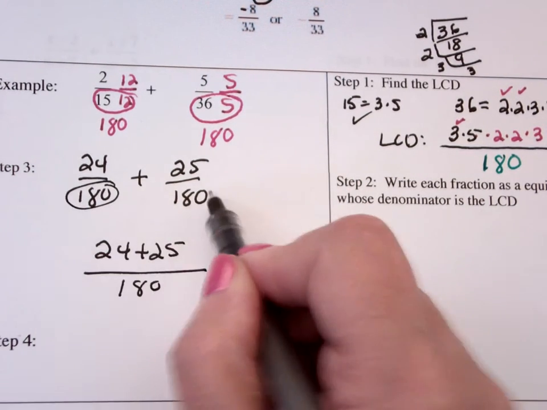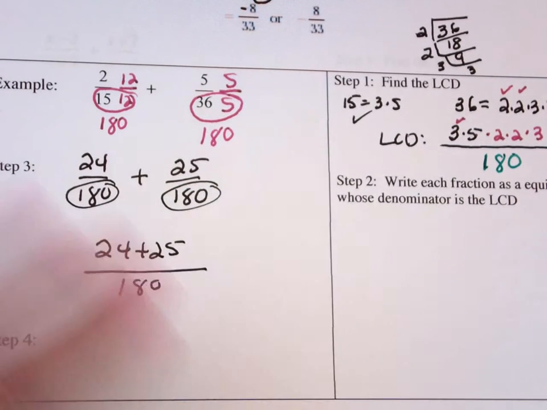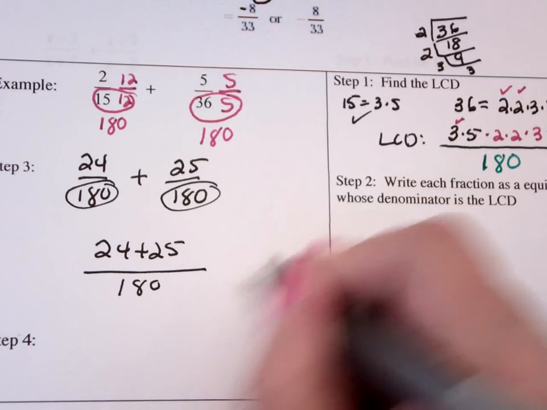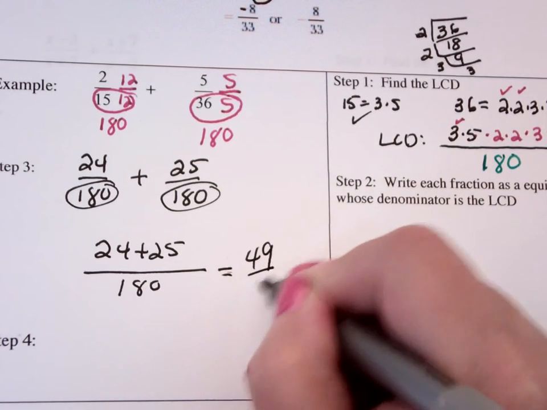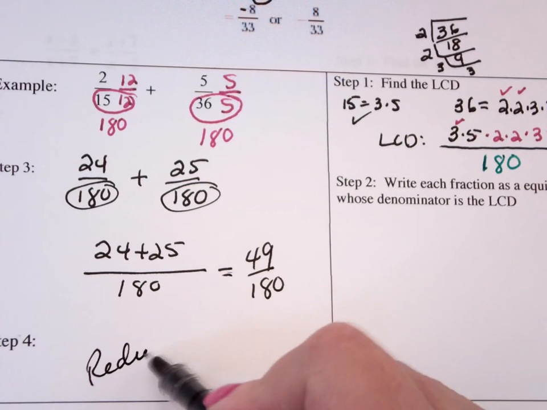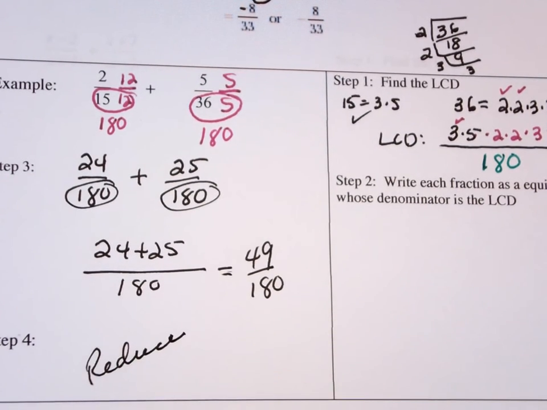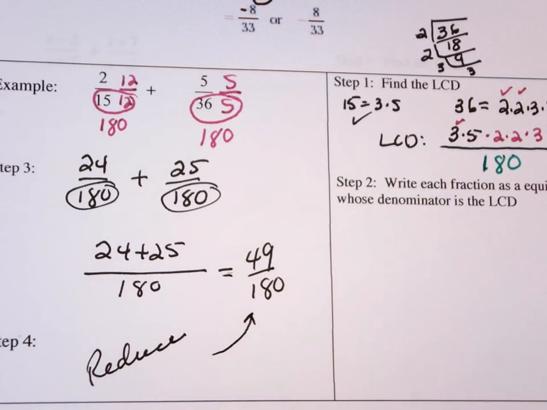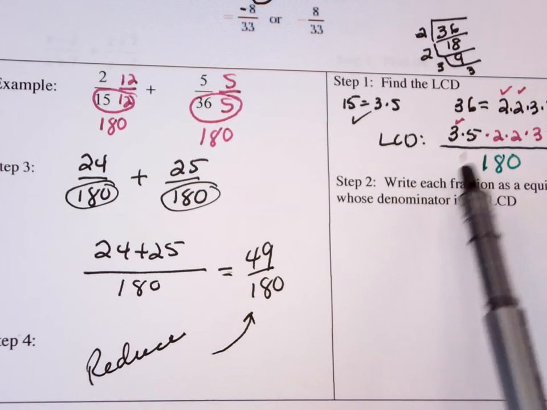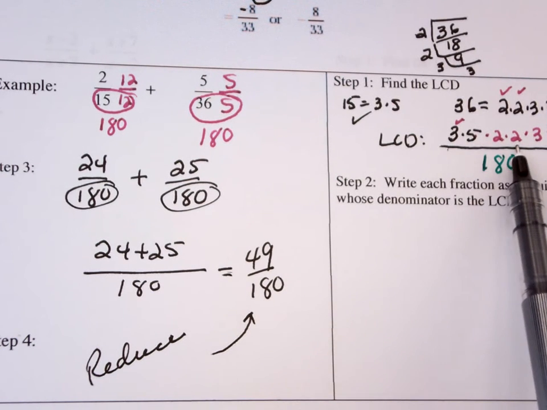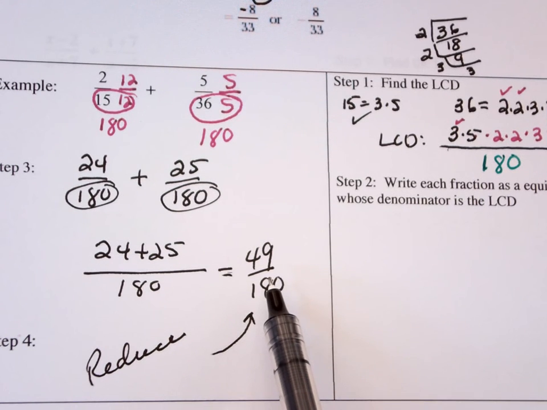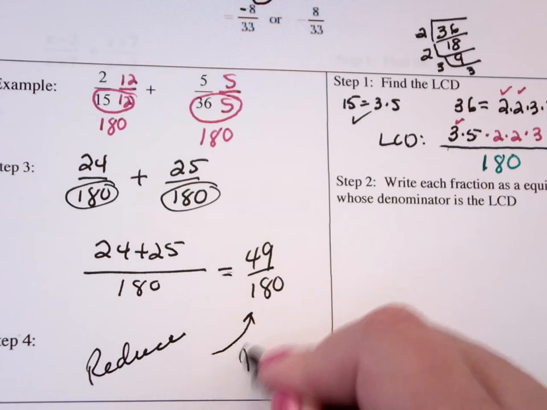Since the denominators are the same, I can now count how many pieces of 180 size I have, which turns into 49 over 180. Now at this point, step 4 says reduce the fraction, but in this case, this guy is 7 times 7. There ain't a 7 in 180. Now you say, well, how do I know there's not a 7 in 180? 180 is 3 times 5 times 2 times 2 times 3. No 7s. And 49 can only be 49 and 1 and 7 and 7. So this is prime.